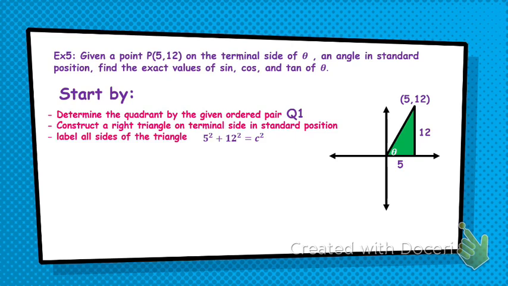So I'm going to use the Pythagorean theorem to do that. And I get 5 squared plus 12 squared. Add these together, get 169. Take the square root of both sides, and we get 13. So that is our hypotenuse.